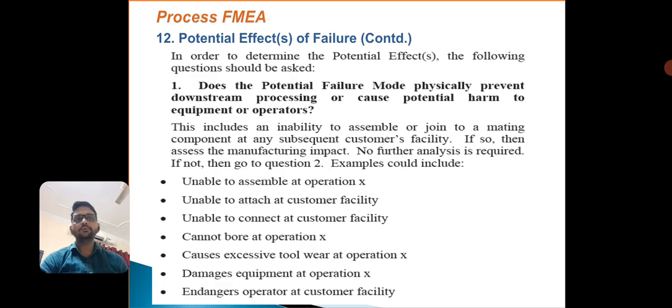In order to determine the potential effect, the following questions should be asked. Does the potential failure mode physically prevent downstream processing or cause potential harm to equipment or operators? Does it include the inability to assemble or join mating components at any subsequent customer facility? If so, then assess the manufacturing impacts.